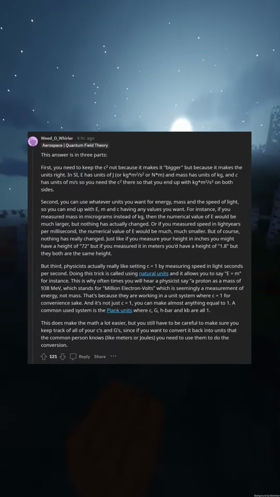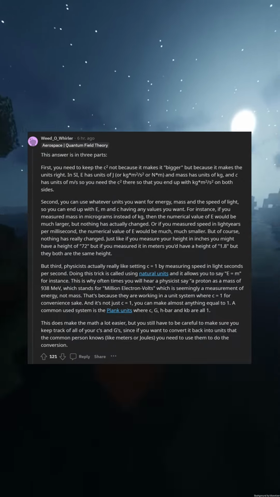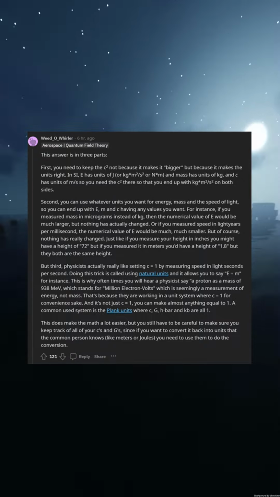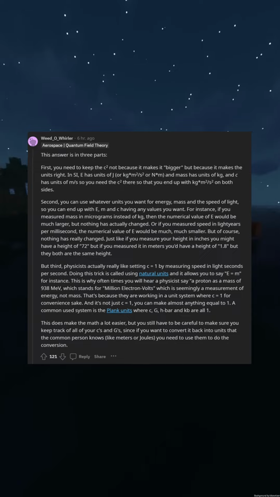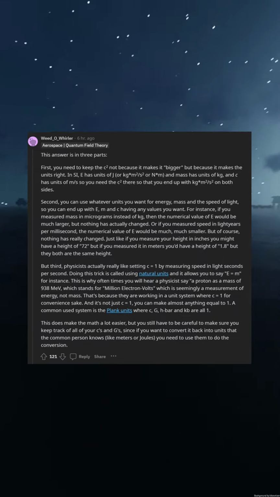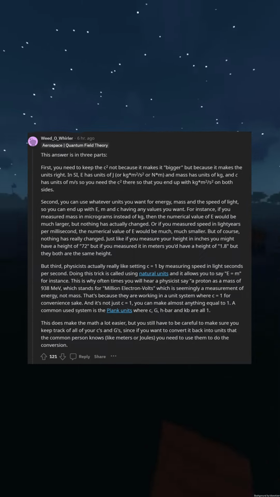A commonly used system is the Planck units, where c, G, ħ, and k_B are all 1. This does make the math a lot easier, but you still have to be careful to keep track of all of your c's and G's, since if you want to convert it back into units that the common person knows, like meters or joules, you need to use them to do the conversion.